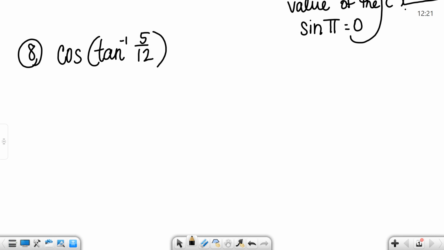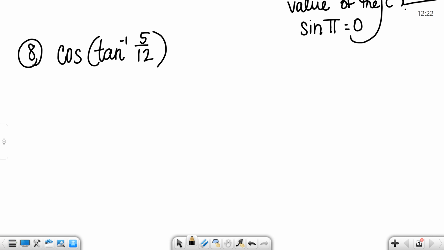The cosine of the inverse tangent of 5 over 12. Okay, that is not any of those properties that was listed. Those properties don't even work for this problem. So when the properties aren't going to help me, like I'm doing the cosine of some other function, we've got the inverse tangent.